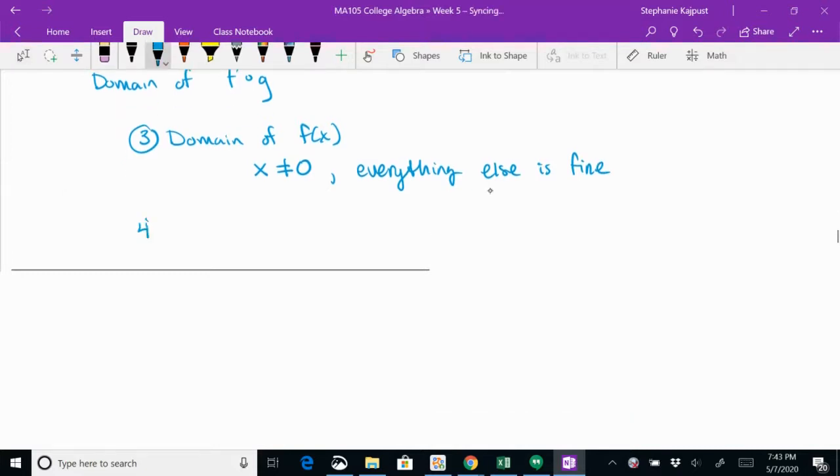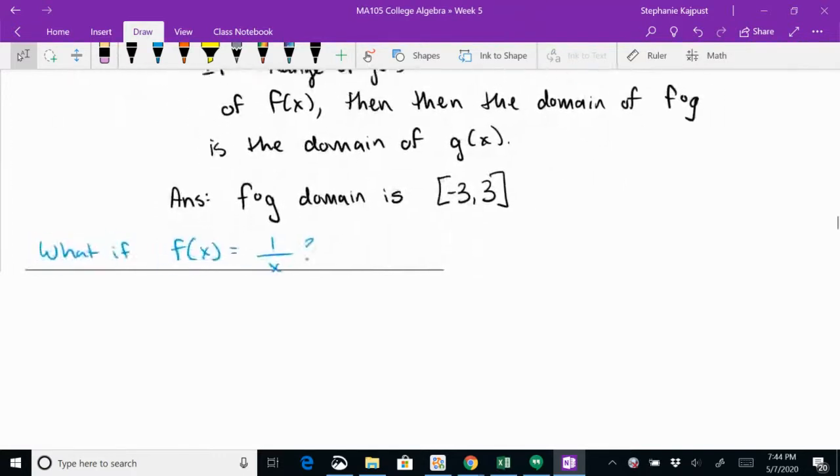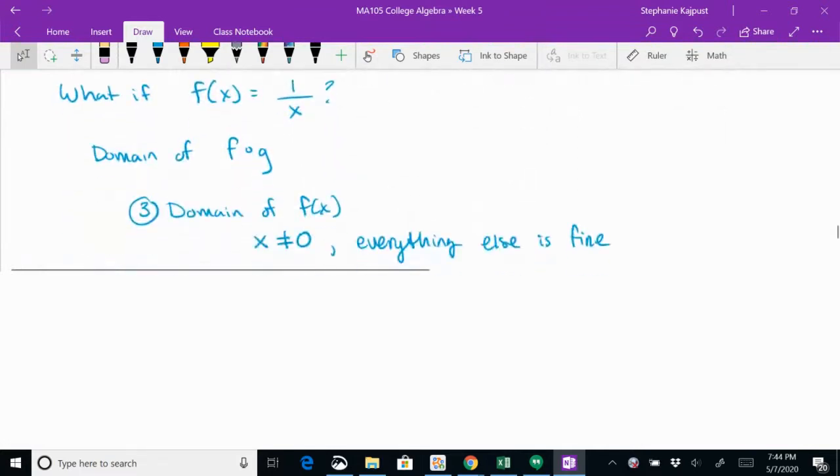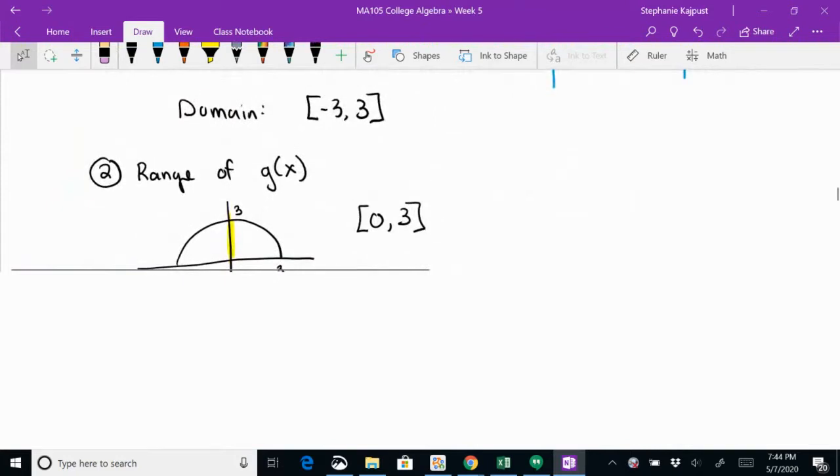Okay, so now let's look at step 4 again. Is there anything from the range of g of x that is not in the domain of f of x? So here's where we have something different. Our domain of f of x does not include 0, but our range of g of x does. So we have something in the range of g of x that we cannot plug into the next thing, 0. We can't plug 0 in because f won't allow that.